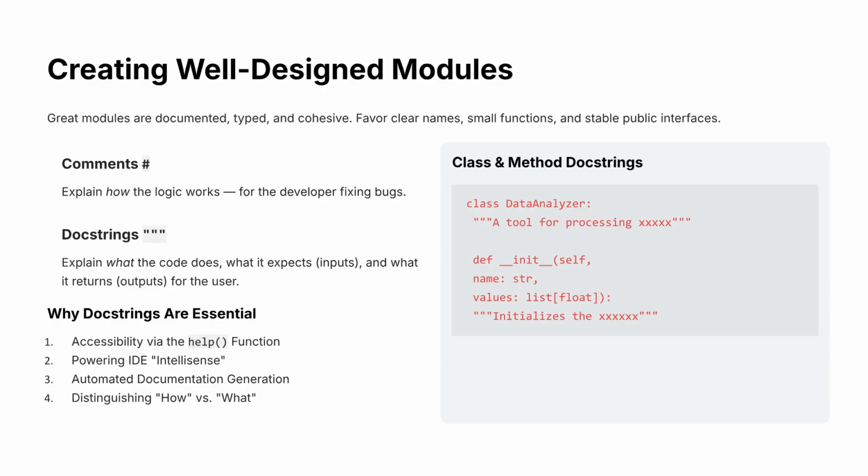And docstrings aren't just nice-to-haves. They power the built-in help function. They're what your IDE uses for IntelliSense autocomplete, and they're what tools like Sphinx use to auto-generate documentation. The real pro move is combining docstrings with type hints. When you do that, your API basically documents itself, and future you will be very grateful.